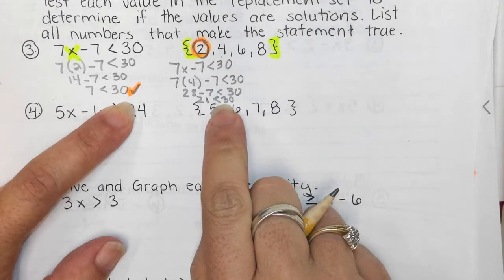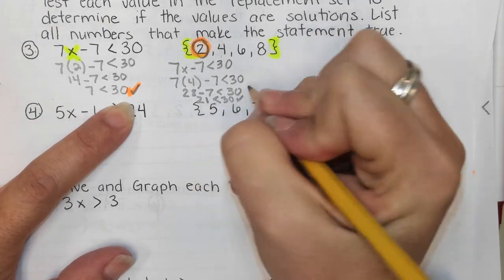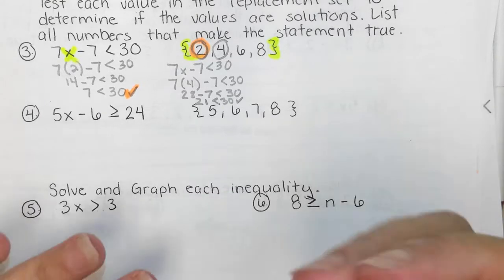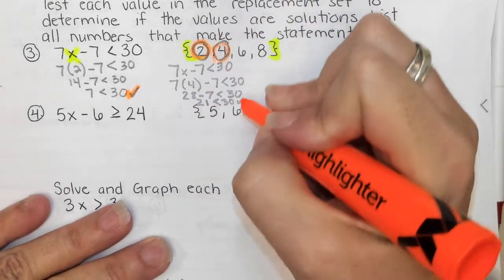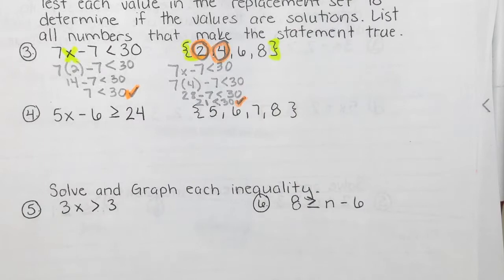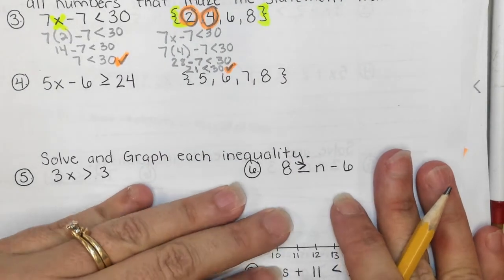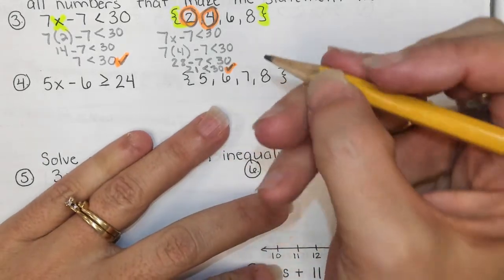Is that true? Yes. So I put a little check, and I'm going to circle the 4 because the 4 worked. The ones that worked, yes. And you might have one that works, or you might have all 4 that work. You just got to test them.